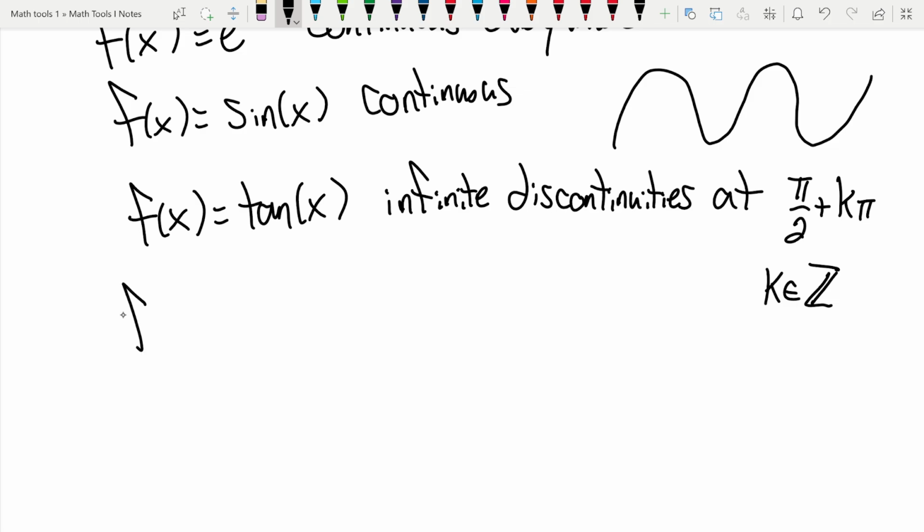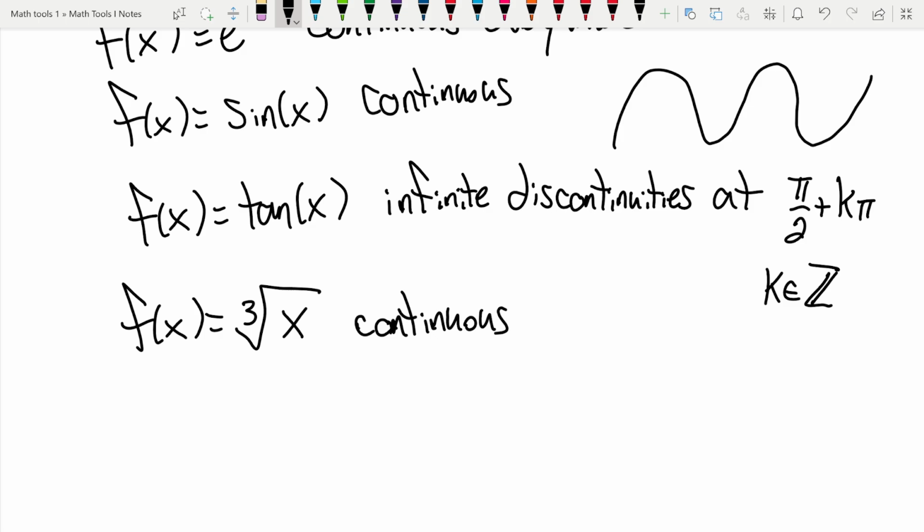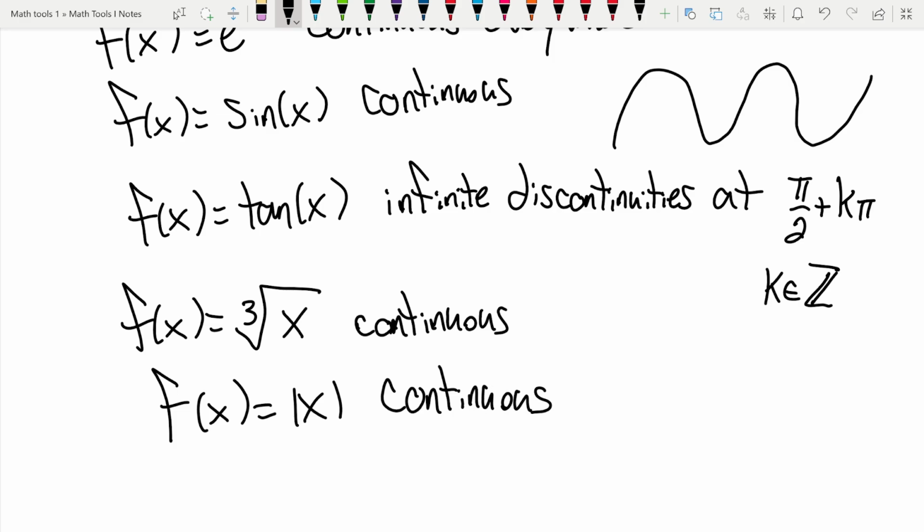Something like the cube root of x is continuous. Okay. And if you just go back and look at the video, or the notes, on all of the special types of functions that we looked at, hopefully most of these will be clear from the graph. The standard absolute value of x, so we looked at absolute value of something divided by something, but just the regular absolute value is continuous.